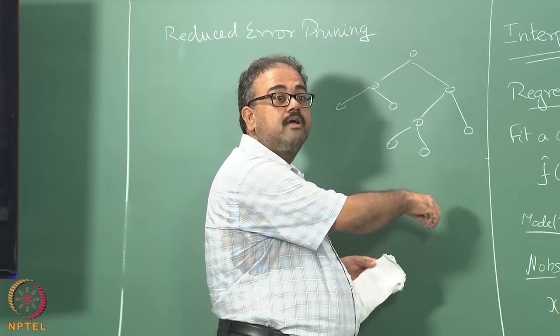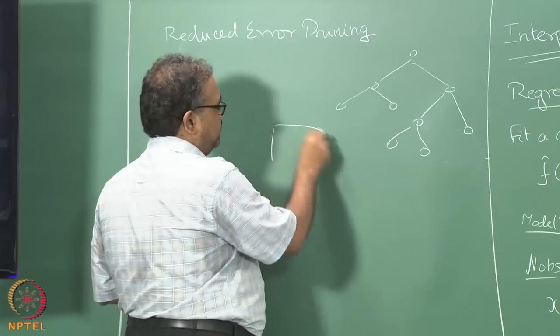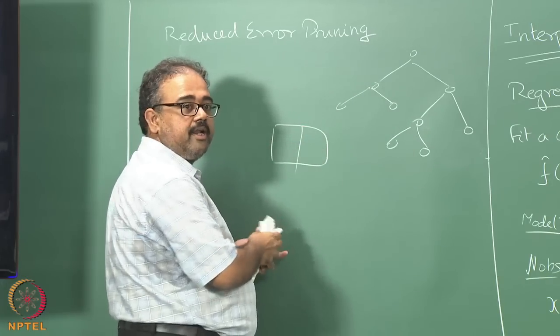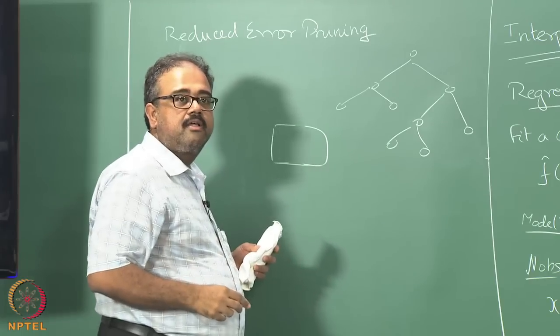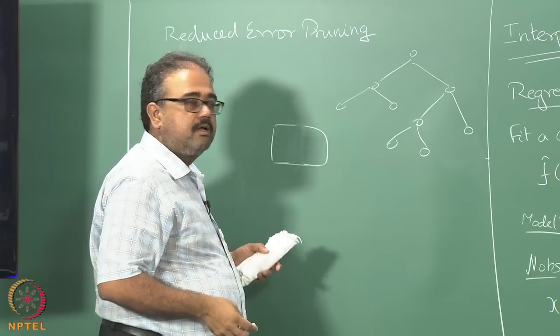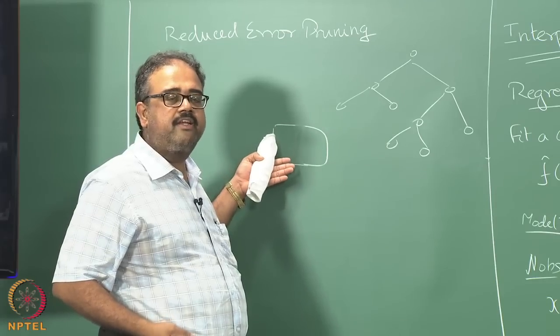How did you collapse those two? So I have this region. Instead of that, I just treat this as one region. But there may be different values on both sides. No, once I collapse the region, I again take an average on this whole region and use that as the output.